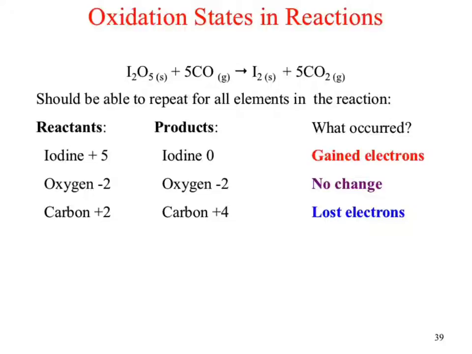What happened to the oxygen? Nothing. It started at -2, ended at -2. What happened to the carbon? Started at a +2, so it was missing electrons, and it went to a +4, which meant it's missing even more electrons. Okay? So in the course of running this reaction, we had a species gain electrons, and we had a species lose electrons.